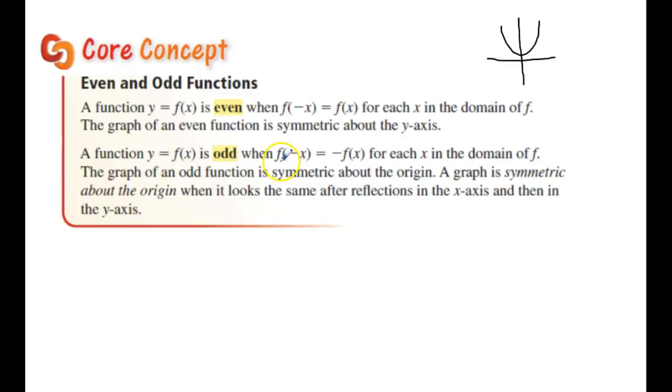So a function is odd if I put in a negative x value and the whole thing turns negative for each x in the domain. What this looks like is that it's symmetric about the origin. That means I reflect it over the x-axis and then I reflect it over the y-axis. So if I look at the graph of a line, if I was to reflect this top piece right here over the x-axis, it would be down here, and then if I reflected it over the y-axis, it would be down here, and it would lay on top of my original graph. This would be considered an odd function.